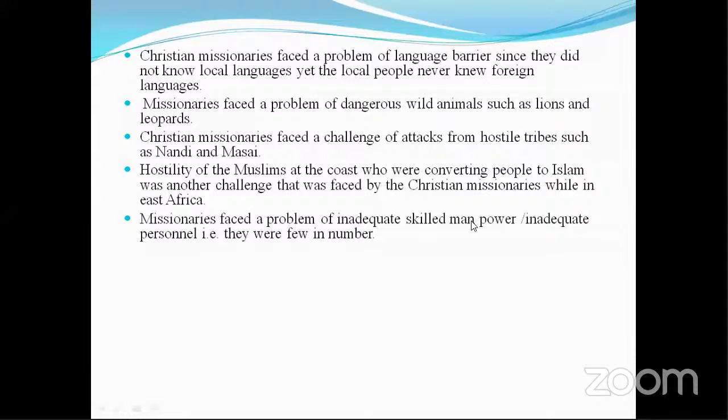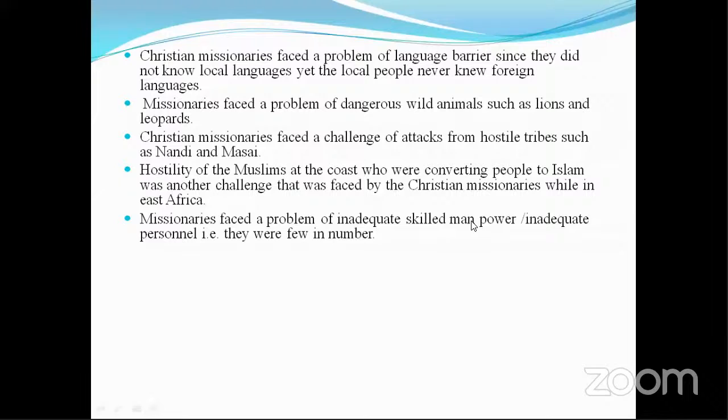Teacher, about the point of Muslims at the coast, how was the converting of people into Muslims a challenge to the Christian missionaries? And also, what did they need the manpower for?